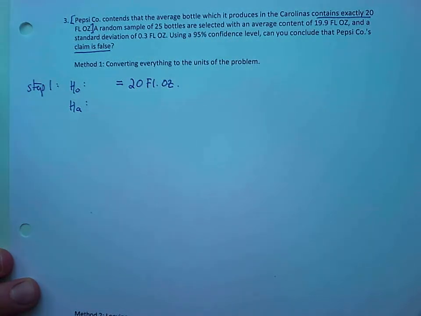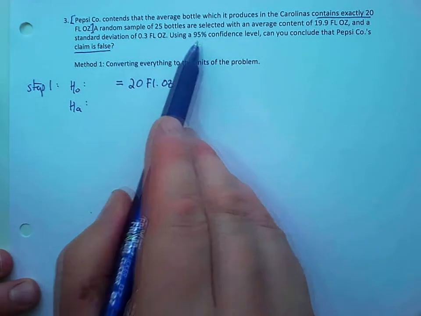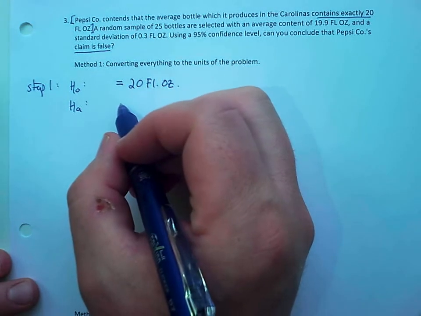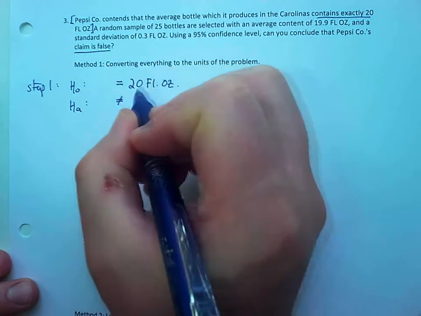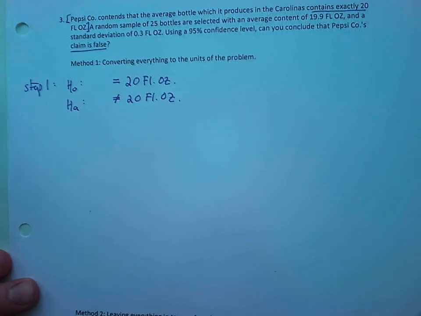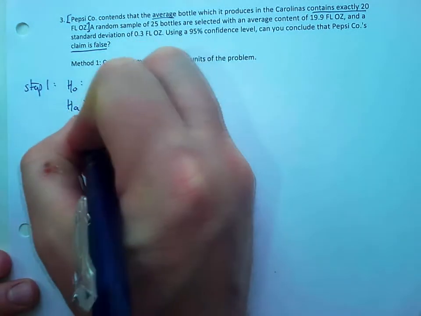The second question that we ask ourselves is, is there a statement which does not contain equality? And the answer to that question is no. Because this next sentence, we already used up the first sentence, this next sentence talks about a sample, and the last one just tells us what we should be doing. So therefore, we do not have a statement which does not contain equality. So therefore, our alternative hypothesis becomes the complement of the null hypothesis, or not equals to 20 fluid ounces. The last question that we ask ourselves is, what is our parameter of interest? And here we're dealing with the average content of these bottles. So again, here we're using mu.